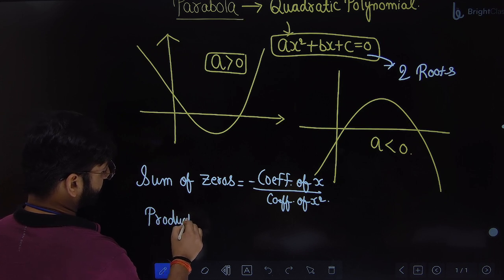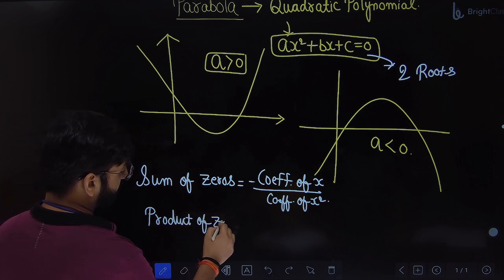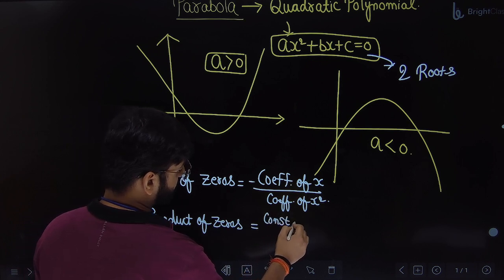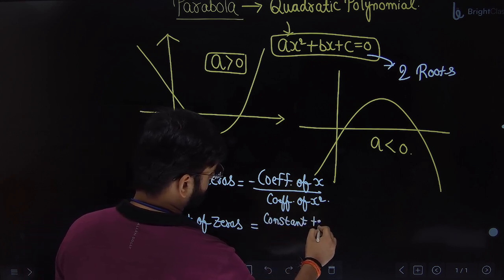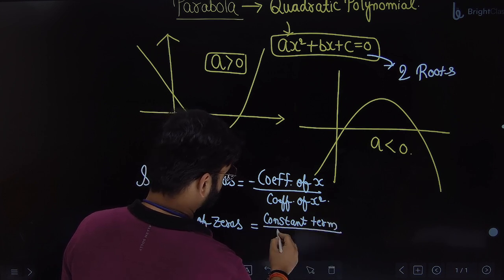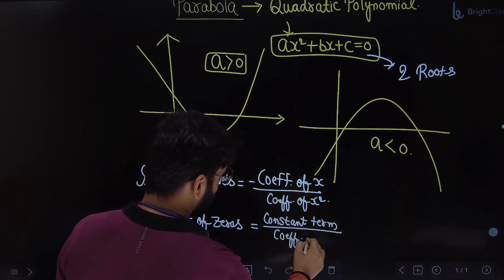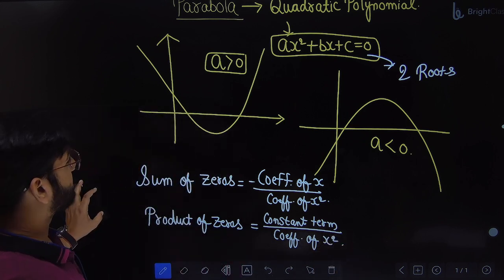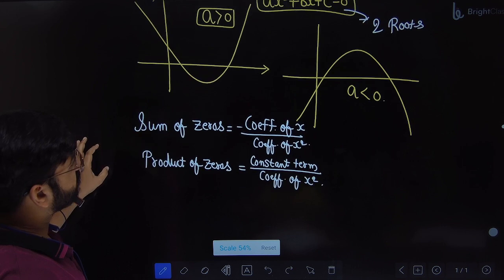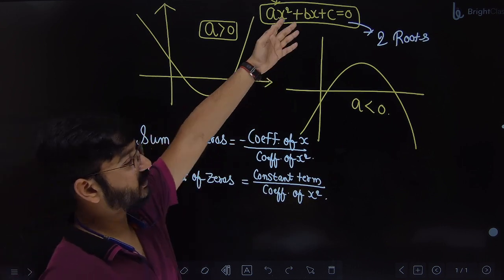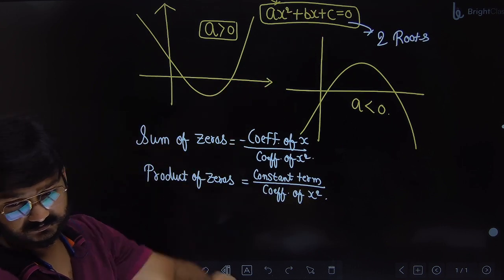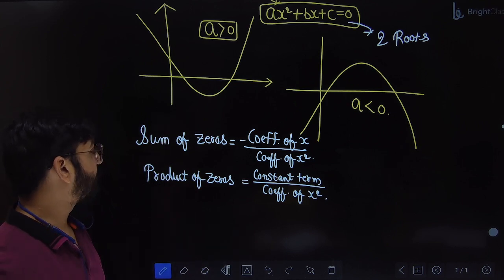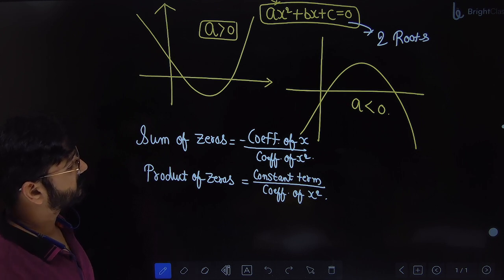Next, product of zeros. Constant term divided by coefficient of x square. Always remember like this. Basically, according to this equation, this will be c by a. Yes, you need to remember. This should be on your fingertips.